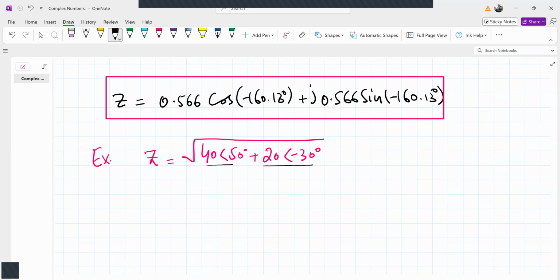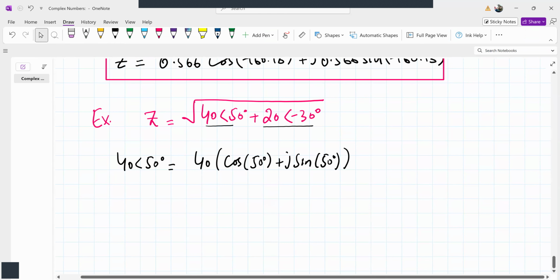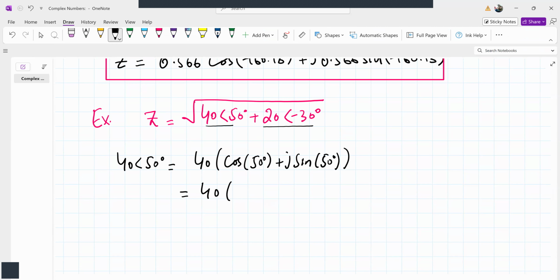Okay, first let's see what is 40 at an angle of 50 in rectangle form equal to, so we can write it as 40 cosine of 50 degrees plus j sine of 50 degrees. Now if you find cosine of 50 degrees plus j sine 50 degrees, you see this is equal to 0.642 plus j 0.766.